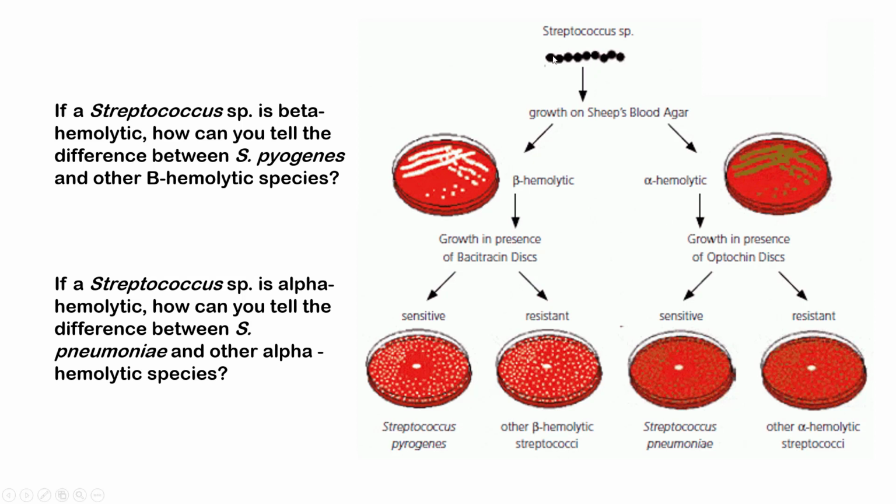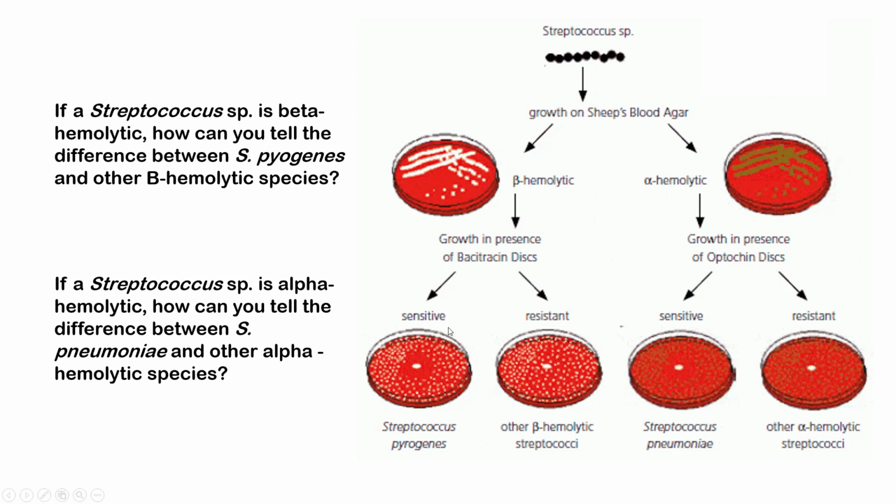So if you see here, we have a Streptococcus species, and then if you grow it on blood agar and it's beta hemolytic, then your next step is to culture that species in the presence of a bacitracin disc. Bacitracin is a type of antibiotic. If it's alpha hemolytic, then you culture that species in the presence of optochin discs, which is another type of antibiotic.